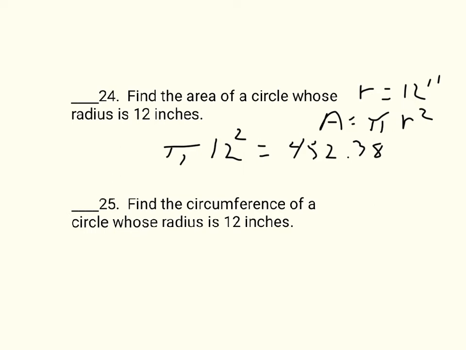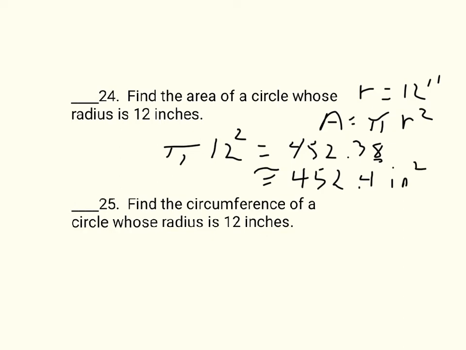The next digit is actually 9, but let's round this to the nearest tenth. So this 8 will help us know whether the 3 stays the same or becomes a 4, and it would become a 4. The other thing to look at here is we're multiplying 12 inches times 12 inches. So the label would be square inches, so it's approximately equal to 452.4 square inches.